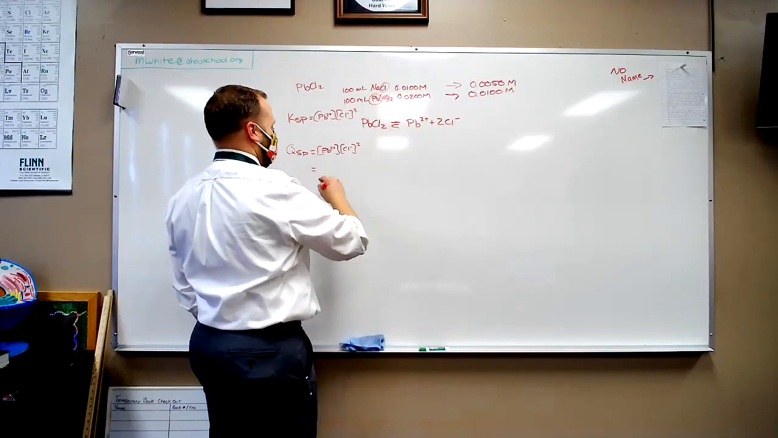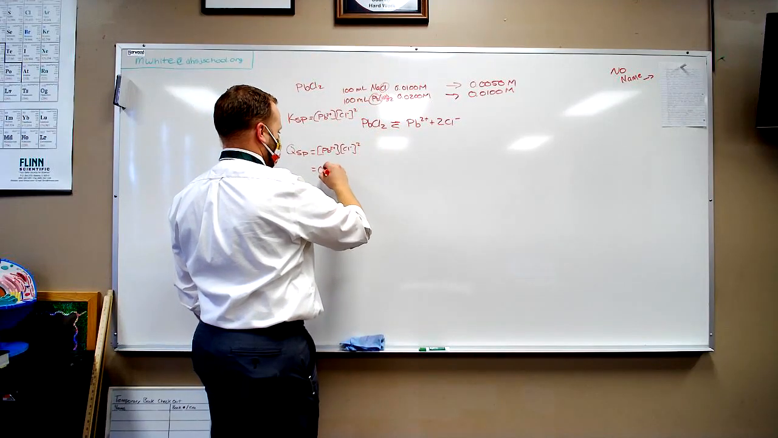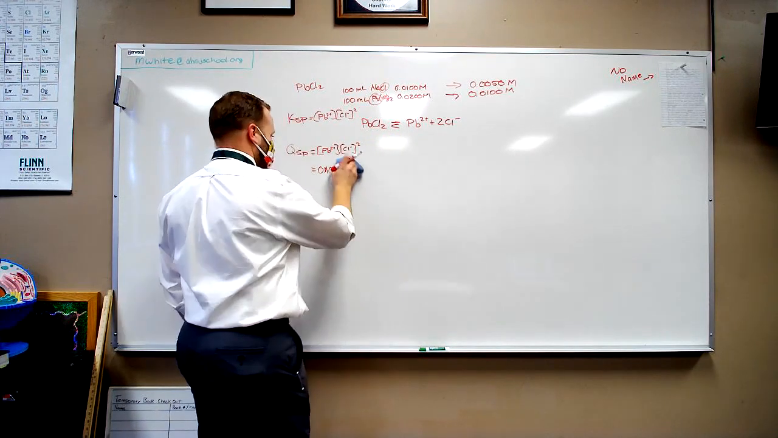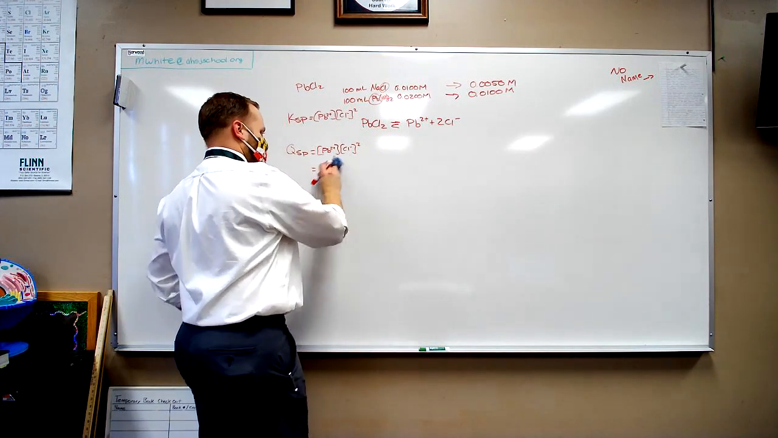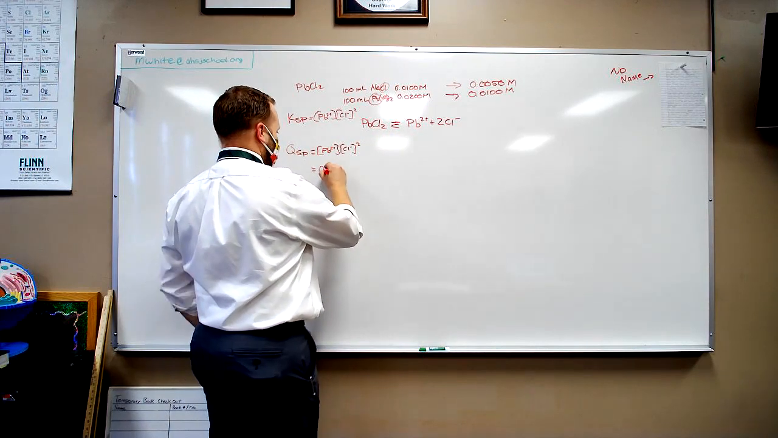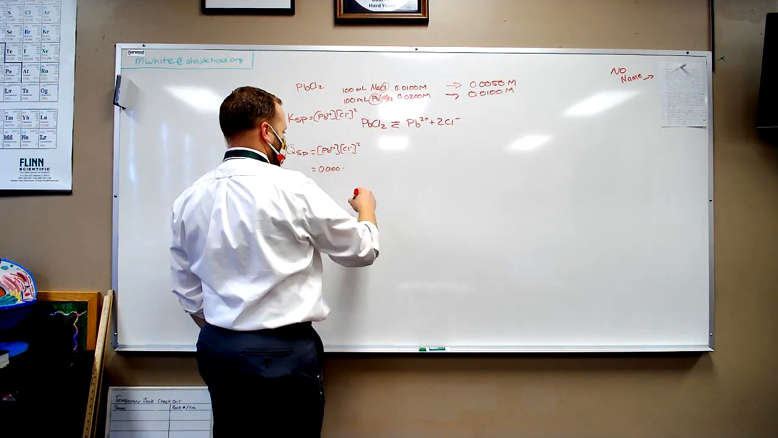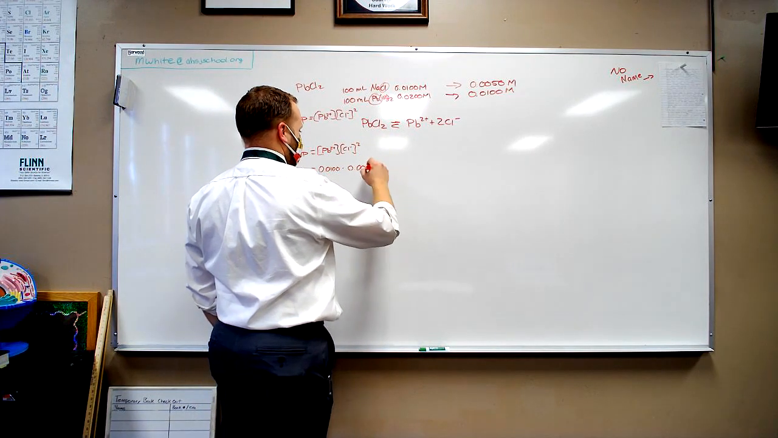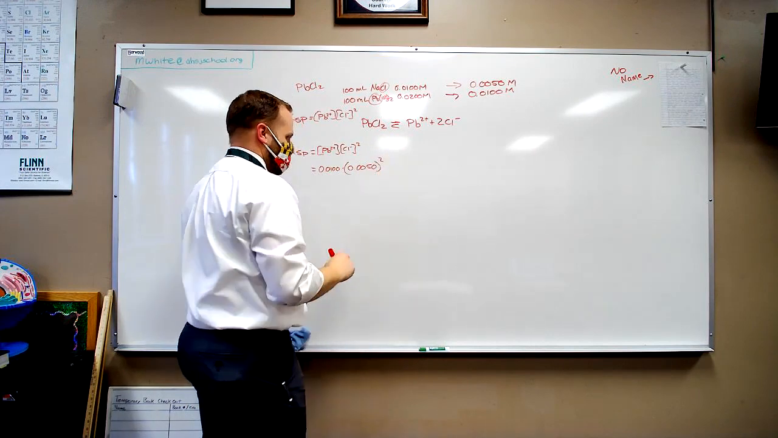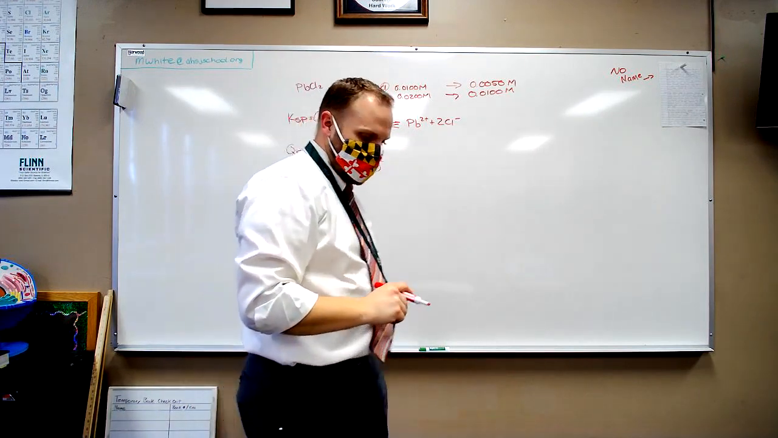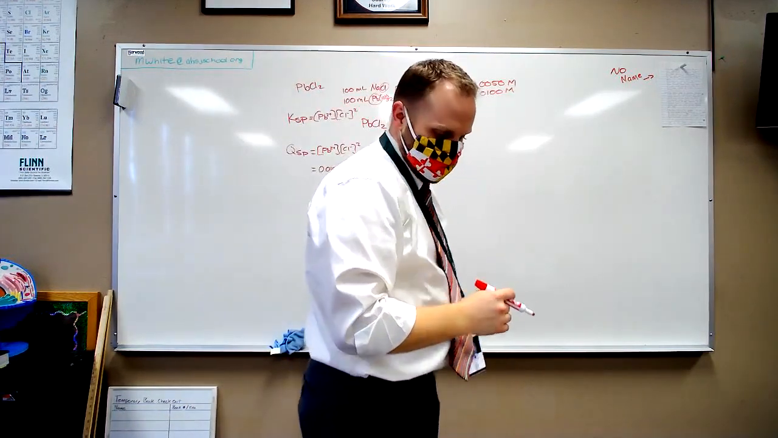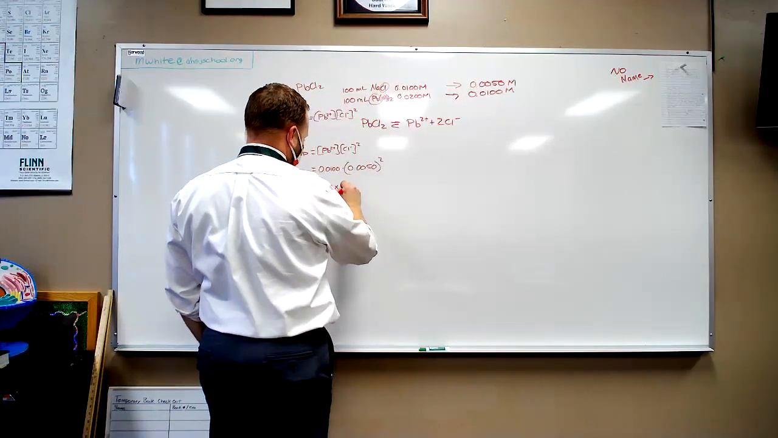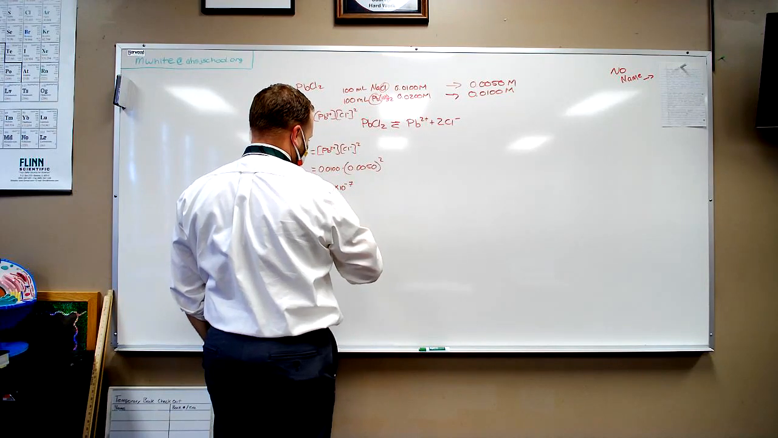So our lead times, let me make this look a little nicer. So we have the lead concentration times the chloride concentration squared. Just put that in our calculator, and we get 2.5 times 10 to the minus 7.